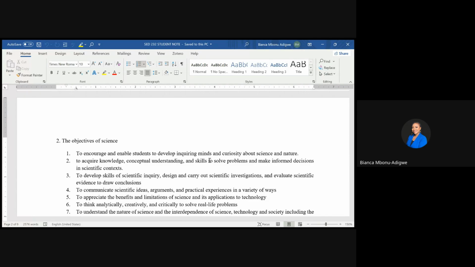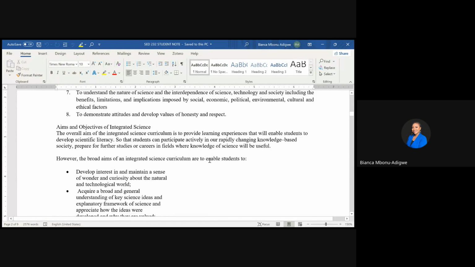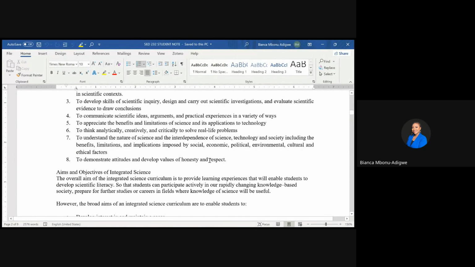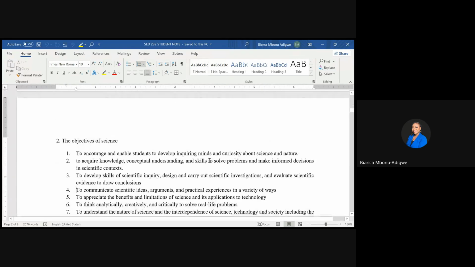Let's look at the objectives of science. Does anyone have any question? If you have a question, just raise your hand. I will raise your virtual hand. I will call on you. Let me check. Nobody yet. Okay, let's look at the objectives of science.